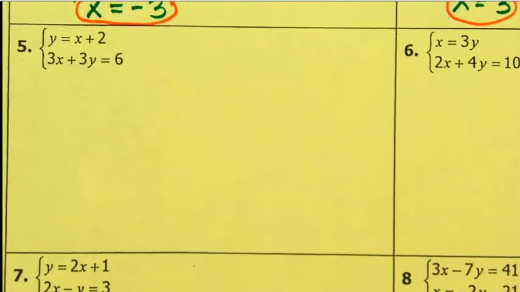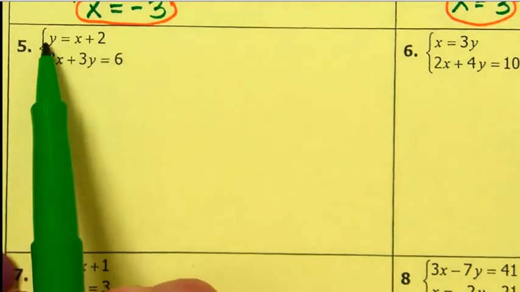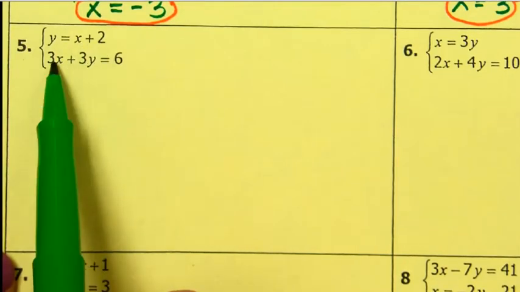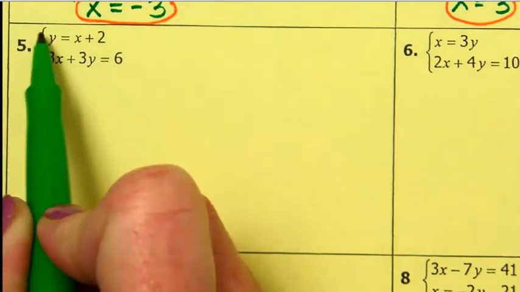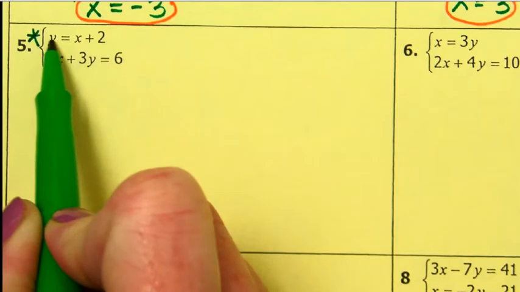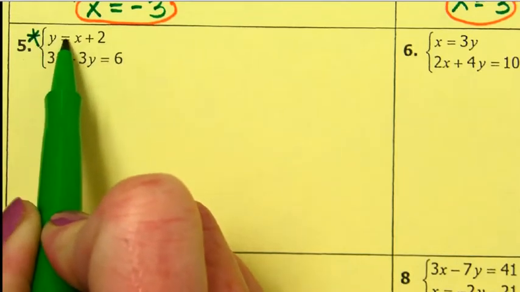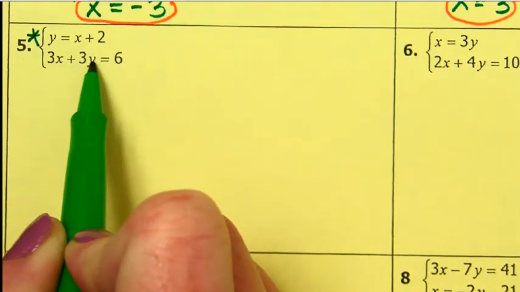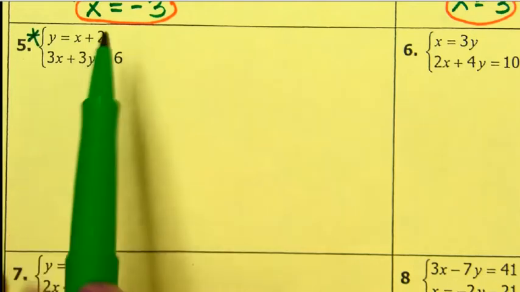Next up is number 5. So now I've got y equals x plus 2 and 3x plus 3y equals 6. I'm going to use my top equation here because I have y equals, and that's going to make it easy to substitute into the other equation.